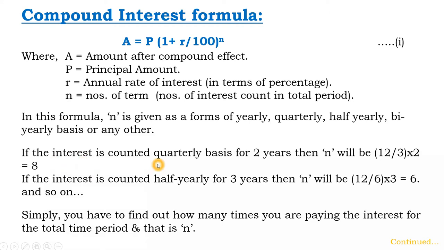If the interest is counted on a quarterly basis for 2 years, then n will be 12 by 3, which is 4, into 2, that is 8. Similarly, if the interest is counted half-yearly for 3 years, then n will be 12 by 6. That means you have to pay 2 times in a year, and that is up to 3 years, that is 6 times you have to pay, so n will be 6, and so on. Simply you have to find out how many times you are paying the interest for the total time period, and that is called n.